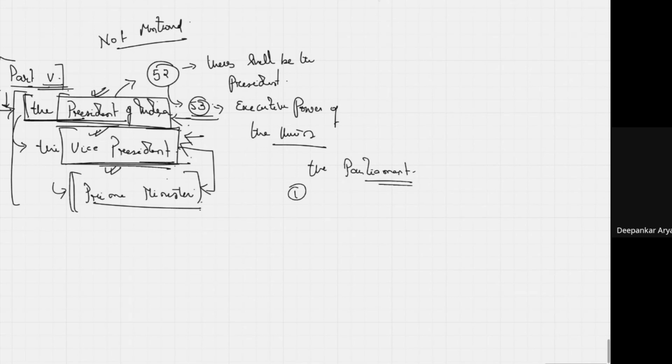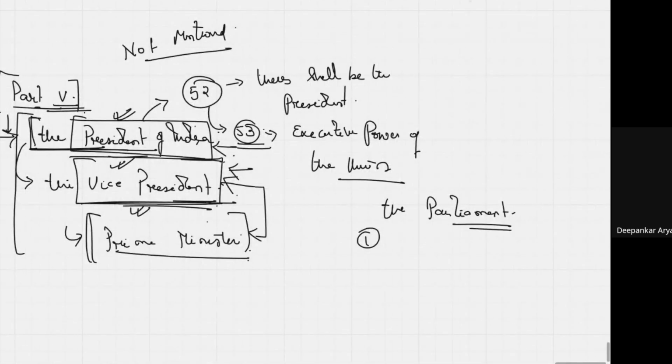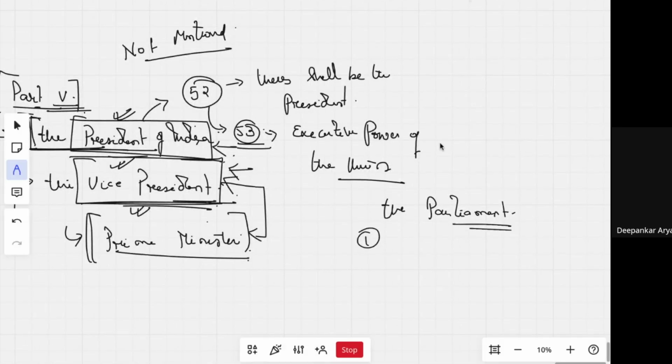Now, when we say that the President of India comes first, we are not saying that the President is supreme or superior to the Lok Sabha and Rajya Sabha, but you can say that the President has the power to summon both Rajya Sabha and Lok Sabha, right? So these are the small things that we need to keep in mind.